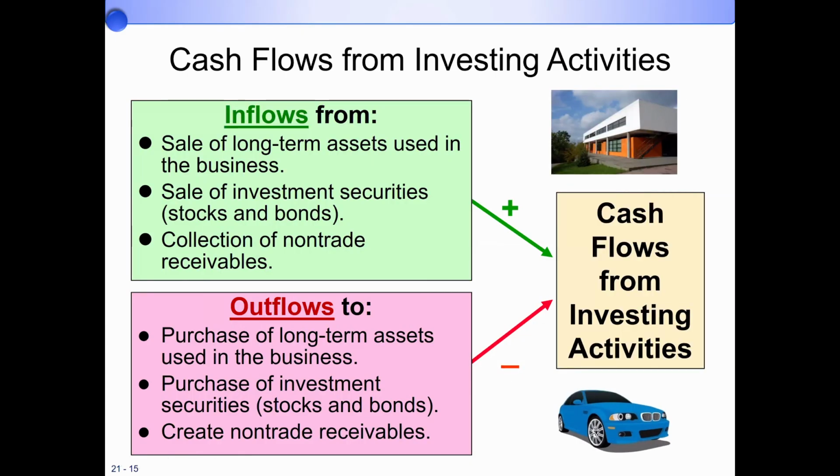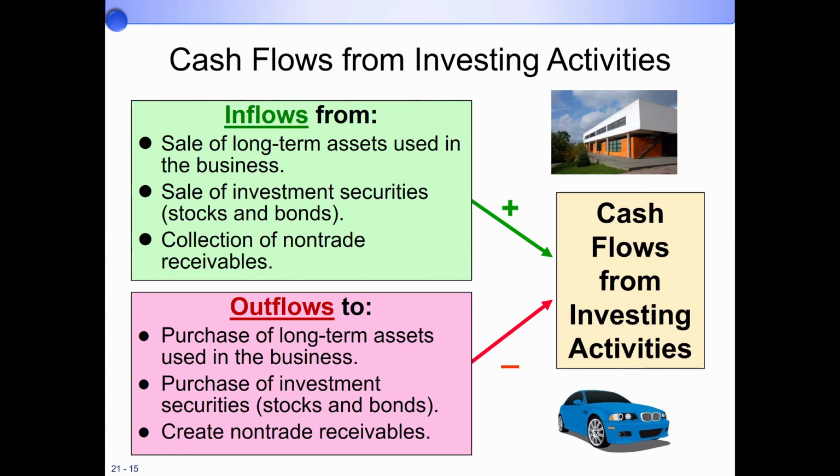Now let's talk about the cash flow from investing activities. For investing activity and financing activity, we always use the direct method. There's no indirect method. You just list those cash inflows and cash outflows, and then calculate the total. Again, with investing, we have two kinds: internal investing and external investing.